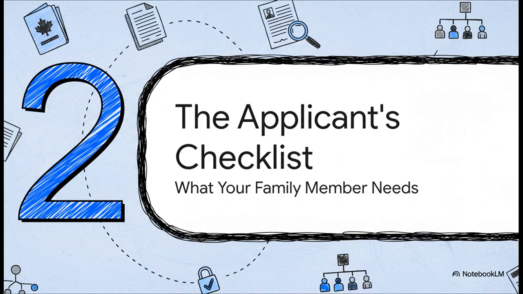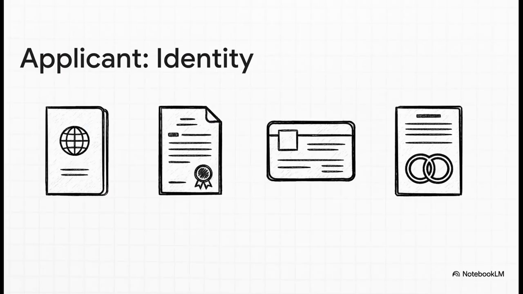All right, let's flip the script now. We're moving on to the checklist for the applicant. That's your family member who's currently living outside of Canada. So for the applicant, their identity documents are literally the foundation of their entire file. A valid passport? That's non-negotiable. They'll also need their birth certificate and any documents that show their current or past marital status, like marriage or divorce papers.